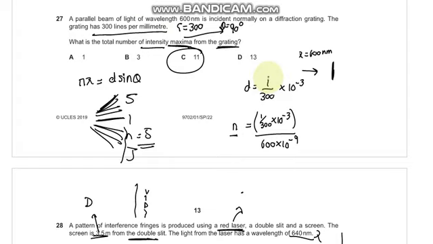The distance between the slits, which is 1 over 300 into 10 to the power minus 3. We are given the wavelength. So n lambda is equal to d sine theta, and n becomes d sine theta over lambda. So sine theta would be 1, so this makes up 5. It asks us to tell the total number of the intensity maxima. So 5 would be on one side, 5 would be on the other side, and 1 would be in the middle. So 5 plus 5, 10 plus 1 is 11. So C is the appropriate answer.